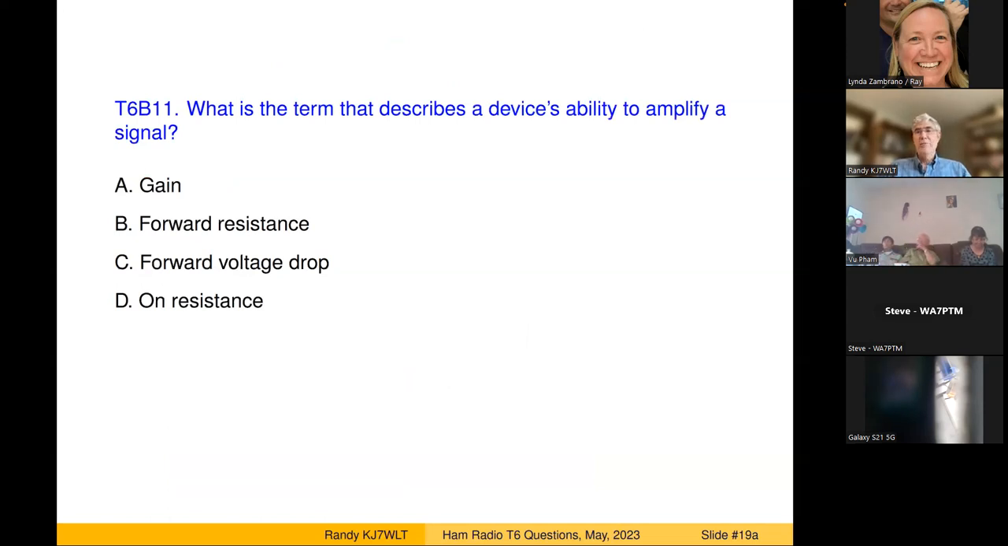So here's one application of a transistor, but it's related to this question. What is a term that describes a device's ability to amplify a signal? So to make it larger as it propagates. Well, out of these, it wouldn't be resistance because that's sort of decreasing things. So that gets rid of a couple of these. The answer is gain. And just remember that gain sort of means increase, and increasing or amplifying a signal is gain.